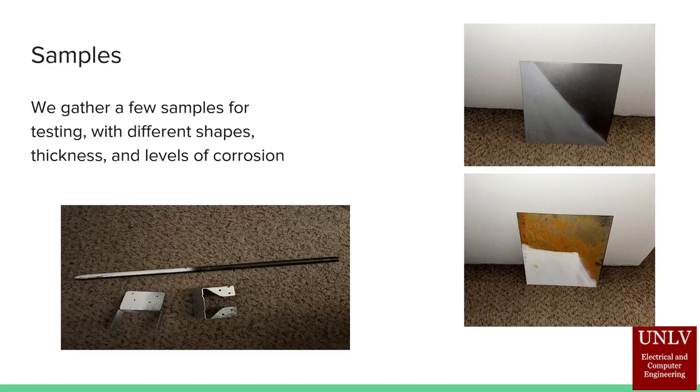Here are some samples that we used for the testing and for the data sampling. At the right you can see at the top that we have the non-corroded, painted, and non-painted steel, and at the bottom we have the corroded and painted. With those we gathered most of the testing samples that we use to feed our algorithm to learn how to differentiate the kinds of corrosion. After that we gathered the ones at the bottom left with different shapes and levels of corrosion and paint.